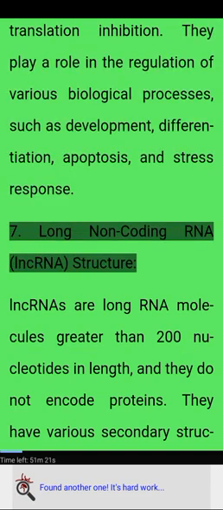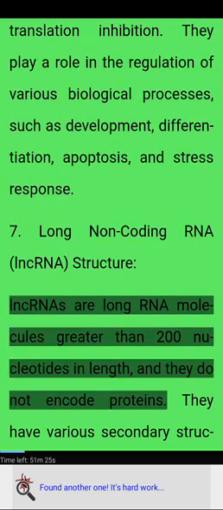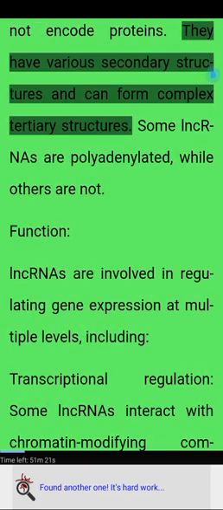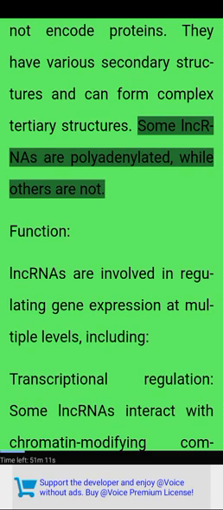7. Long non-coding RNA, lncRNA, structure. lncRNAs are long RNA molecules greater than 200 nucleotides in length, and they do not encode proteins. They have various secondary structures and can form complex tertiary structures. Some lncRNAs are polyadenylated, while others are not.